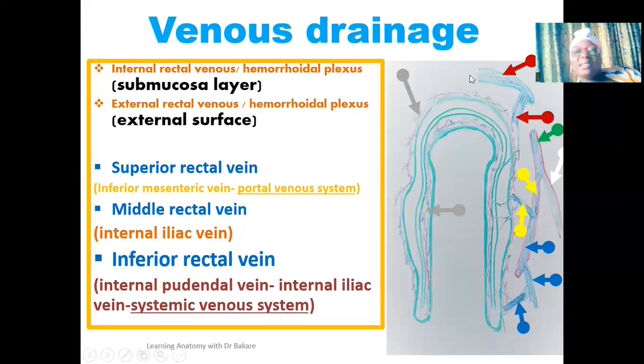So you can see that the superior rectal vein drains into the portal venous system, while the middle and the inferior rectal veins will drain into the systemic venous system. So you can see that they are drained into different venous systems.